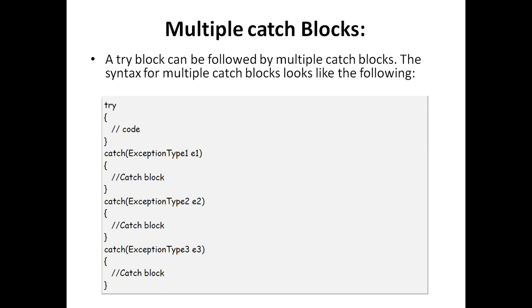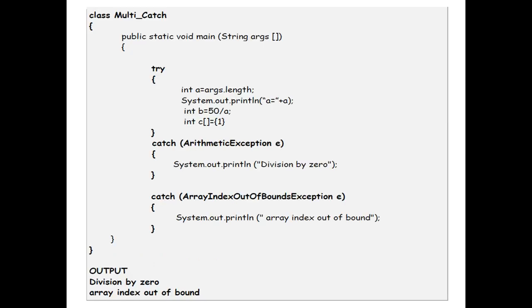Now in a program, instead of having one catch statement, we can include multiple catch statements. A try block can be followed by multiple catch blocks, and the syntax for that is like this. We need to include a try block first, followed by any number of catch blocks. As I have already told, catch takes one parameter of type exception, so it's exception type 1, E1 is an object of that, exception type 2, E2 is an object of exception type 2, exception type 3, E3 is an object of exception type 3. So this is the syntax of a multiple catch statement. We'll see an example of a multiple catch statement.